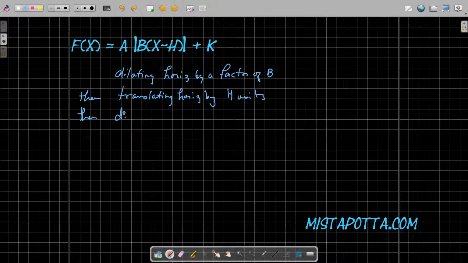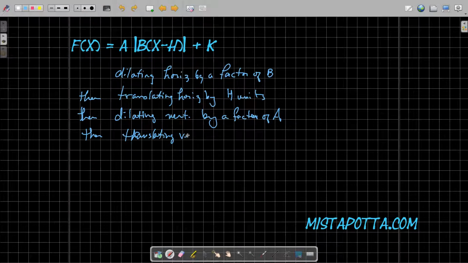Then we're dilating vertically by a factor of a. Then translating vertically k units. And remember, we talked about in our previous video how this is the order that we really need to think about it. We're doing a horizontal dilation, then a horizontal translation first, then we do our vertical dilation and vertical translation afterwards.